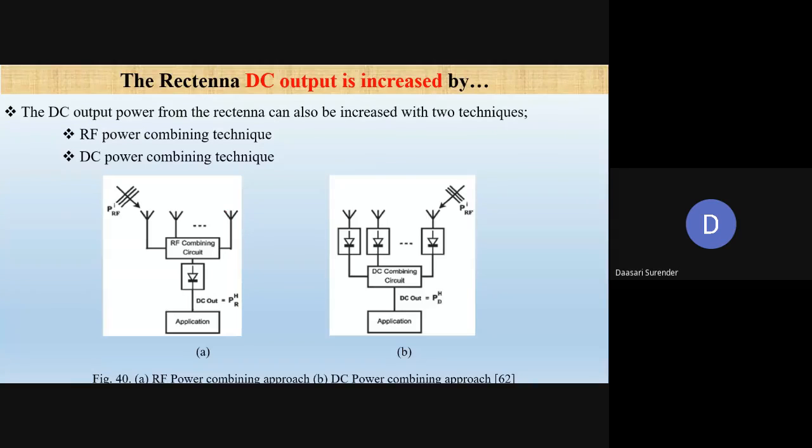Why do we go for an RF combining circuit and why do we go for a DC combining circuit? When the input power is less, a minimum power is necessary to satisfy the biasing condition of a diode. So when it is less, the RF combining circuit is important. It receives multiple signals, and the resultant input power is increased, which satisfies the biasing condition of the rectifier diode. So that is suitable. When power is more, the DC combining circuit is used, where each signal is connected to an individual rectifier and the outputs are combined through the DC combining circuit, so the resultant output becomes more.